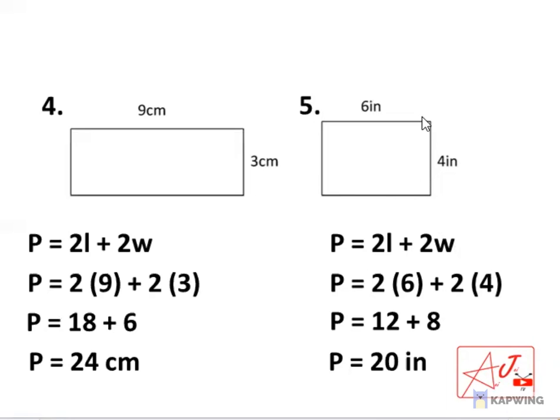So, i-check natin kung gagamitin natin yung characteristic na opposite sides are equal. So, kung ito ay 4, gawin natin itong 4. Kung ito ay 6, gawin natin itong 6 kasi yan ang characteristic ni rectangle. So, try natin kung hindi natin gagamitin itong formula kung magiging 20 rin. O, add lang natin. Kagaya ng sinabi ko kanina, ang perimeter is simply adding the sides of the given shape. So, 6 plus 4 is 10 plus 4 is 14 plus 6 is equal to 20 inches. O, di ba? Same lang.